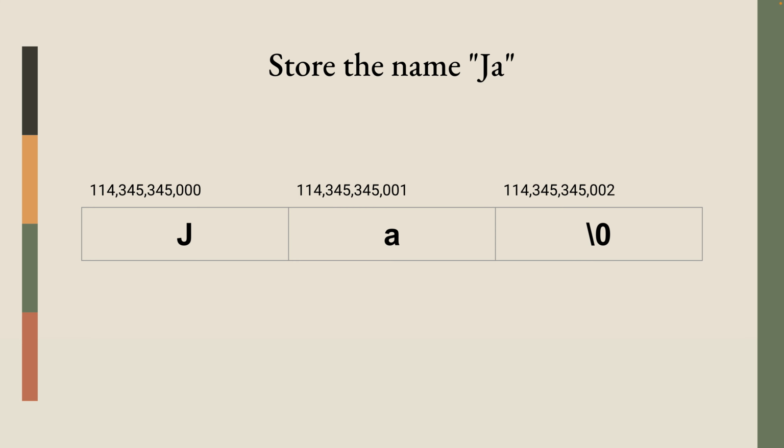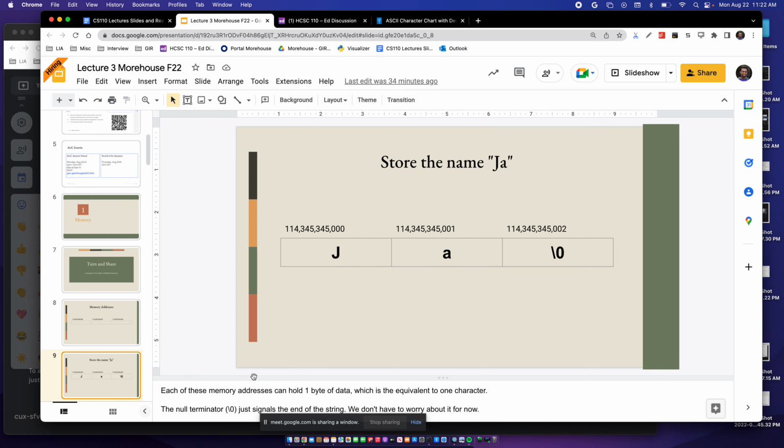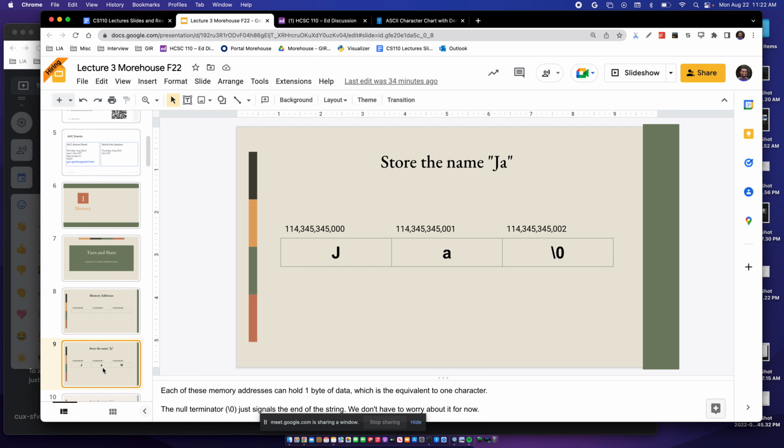Okay. Let me just check my notes to make sure I didn't forget anything important here. All right. Each memory address can hold 1 byte of data, equivalent to 1 character. Okay, and then what we call memory is called RAM, random access memory. Cool.